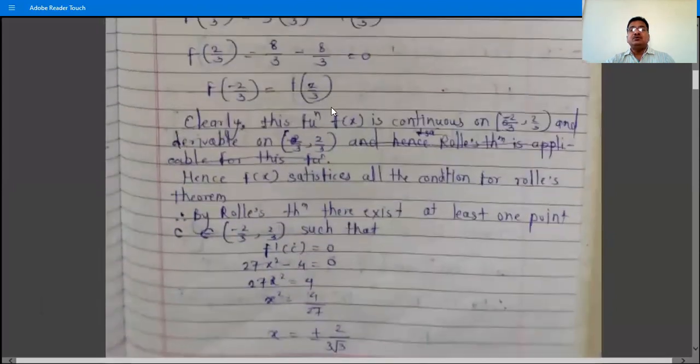And for the first two conditions, clearly this function f(x) is continuous on the closed interval, right? Both sides closed, -2/3, 2/3, closed bracket, here also closed bracket. And derivable or differentiable on the open interval (-2/3, 2/3).